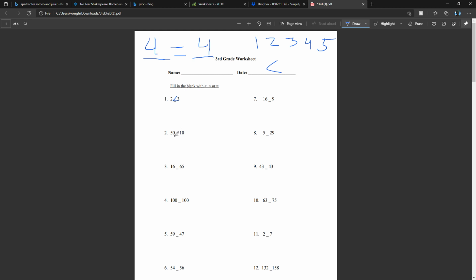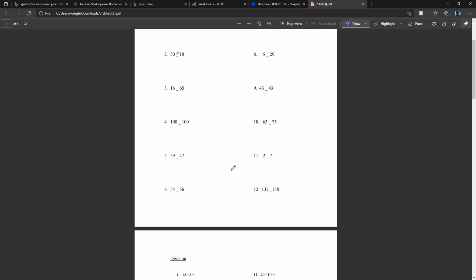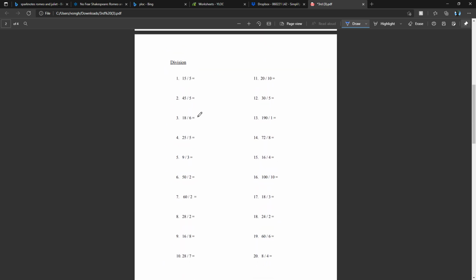Here we have 50 and 10. So we know that 50 is greater than 10 because 50 comes after 10. So we have to have this opening facing 50, so we'd write the greater than sign, which is that. So that's how you do the first section. It's pretty simple.